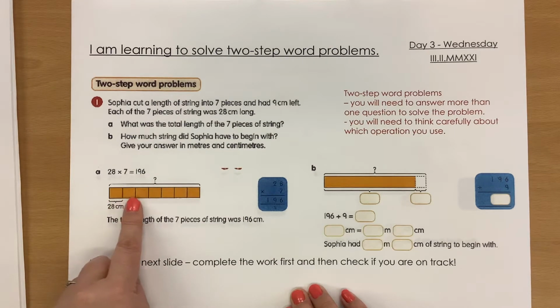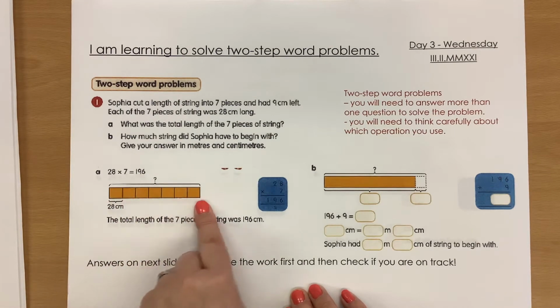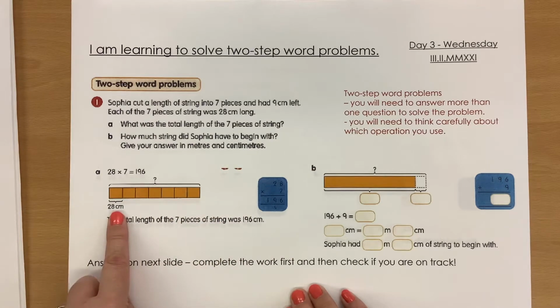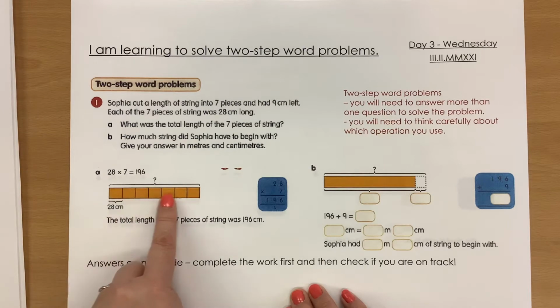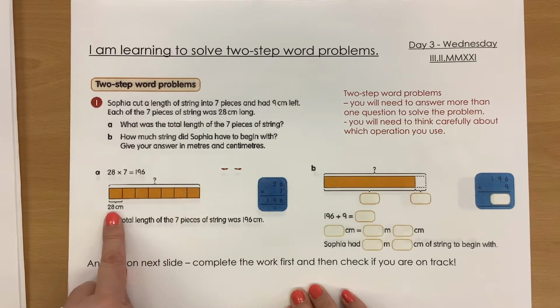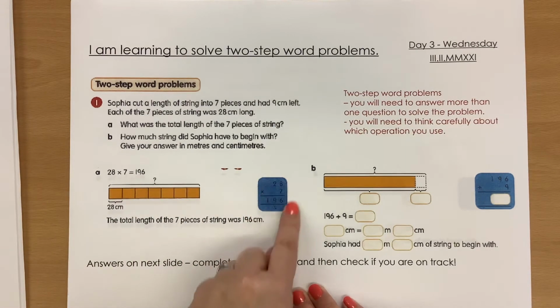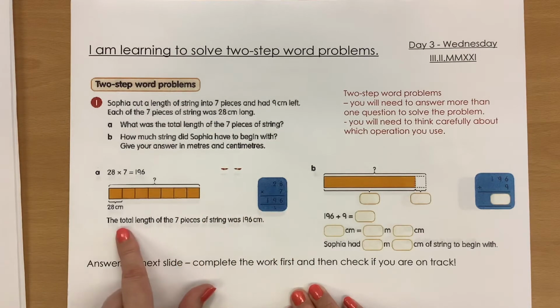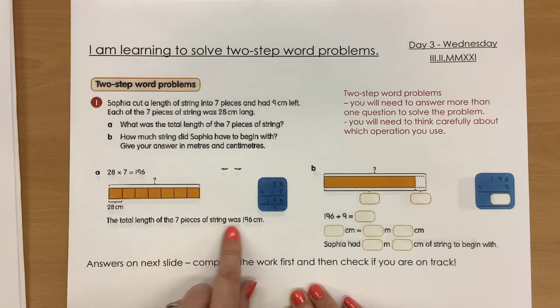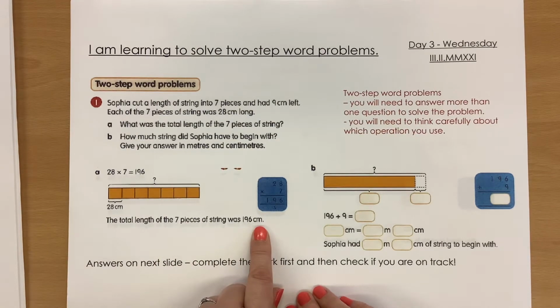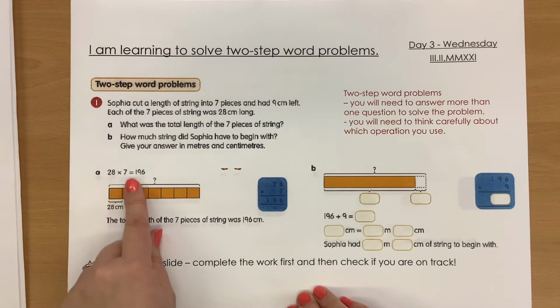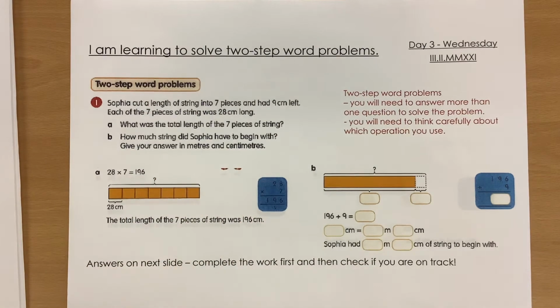We have 7 pieces of string, 7 parts to the bar model. Each part was 28 centimetres long. So each of these equal parts is 28 centimetres. So we multiply 28 by 7 and the answer is 196. You may choose to do the formal method. And then our answer to part A, the total length of the 7 pieces of string was 196 centimetres. Okay, 28 times 7 is 196.